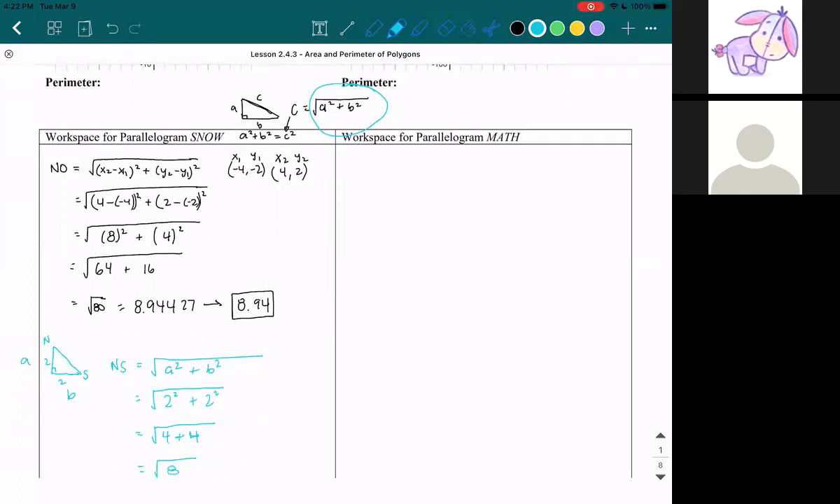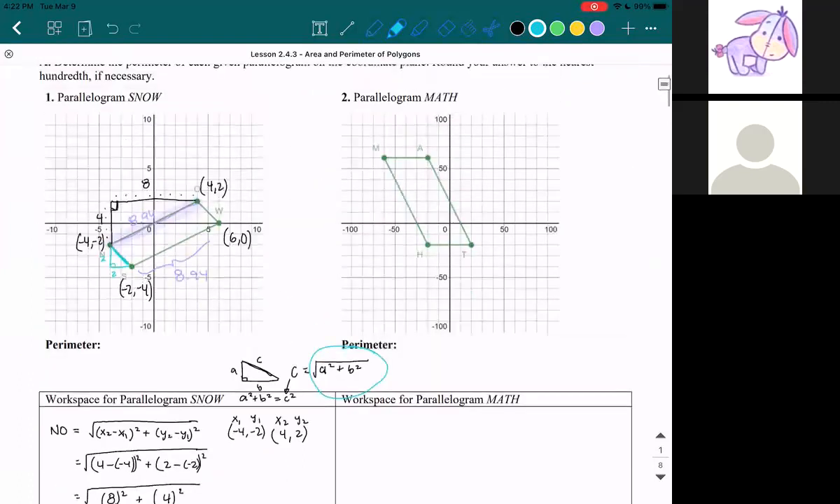And then using my calculator, because I don't know what that is off the top of my head. 8 square rooted is 2.828. We're going to round it, so 2.83. All right, so 2.83. So that means both, okay, this side and this side, those little short sides, they're both 2.83.